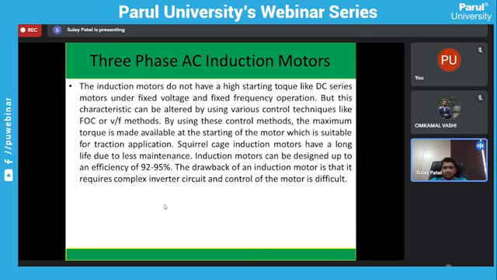Induction motors can be designed up to an efficiency of 92%. The drawback of an induction motor is that it requires a complex inverter circuit, and control of the motor is difficult. So, this general type of induction motor you can see in the lathe machine or CNC too, and this kind of induction motor is used in the Tata Nexon, Tesla, all these cars.